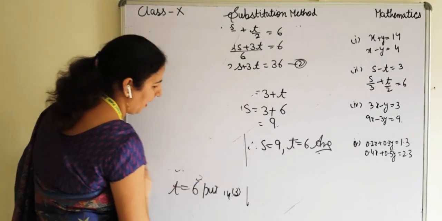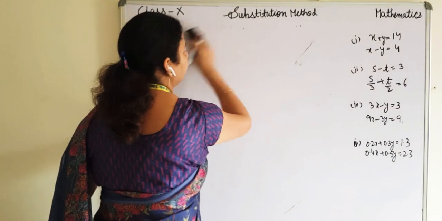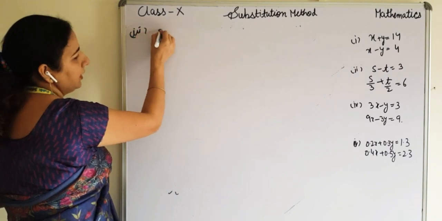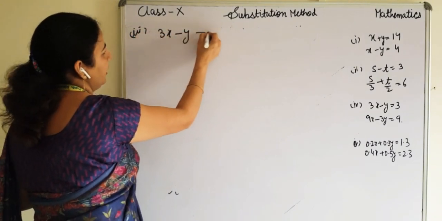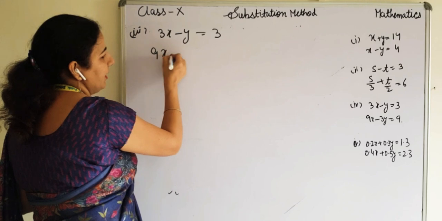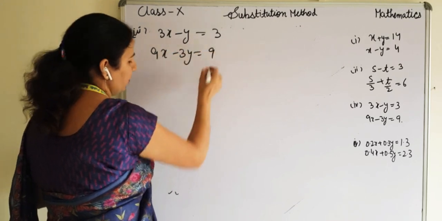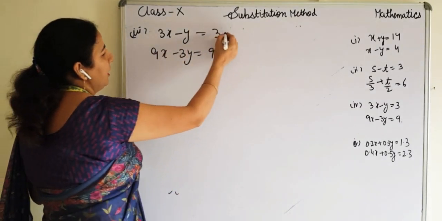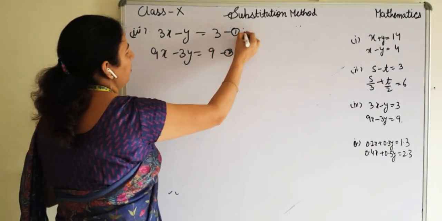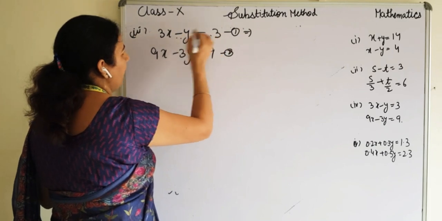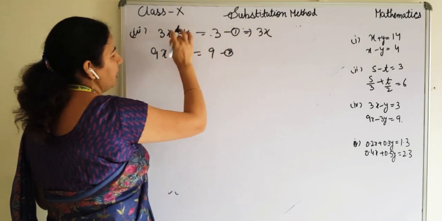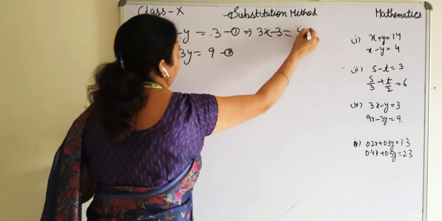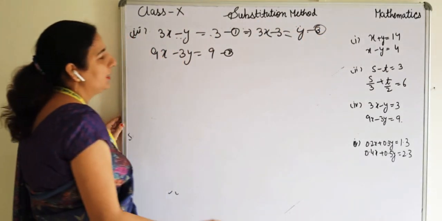Now I will solve part number 3. Part number 3 is 3x minus y is equal to 3, and 9x minus 3y is equal to 9. So I will solve this question. Equation number 1, equation number 2. What is the value of y? 3x, this 3 will be minus. Y has a minus sign. Now shift this side, it will be plus. This is equation number 3.